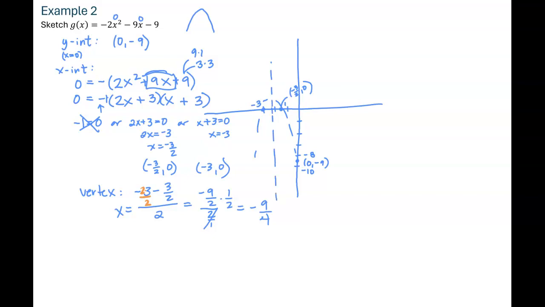Okay. And then to get our y value, feel free to use calculators. I'm going to see if I can crunch it really quick. I will plug this in. Let's write it this way. G of negative 9/4. Okay, so I get negative 2 times negative 9/4 squared minus 9 times negative 9/4 minus 9. Okay, so let's go ahead and calculate in Desmos. We could do that. It just looks really tedious.